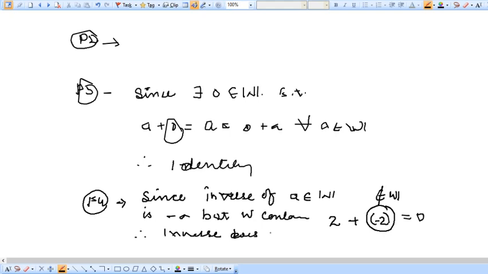Okay, fine. So these are some examples we are using to understand the definition of a group. I hope you have understood the definition of group.